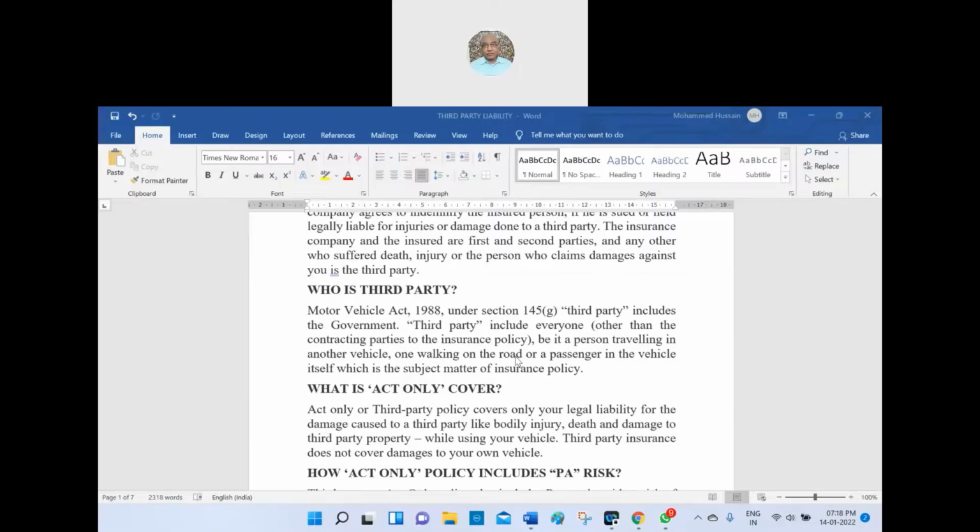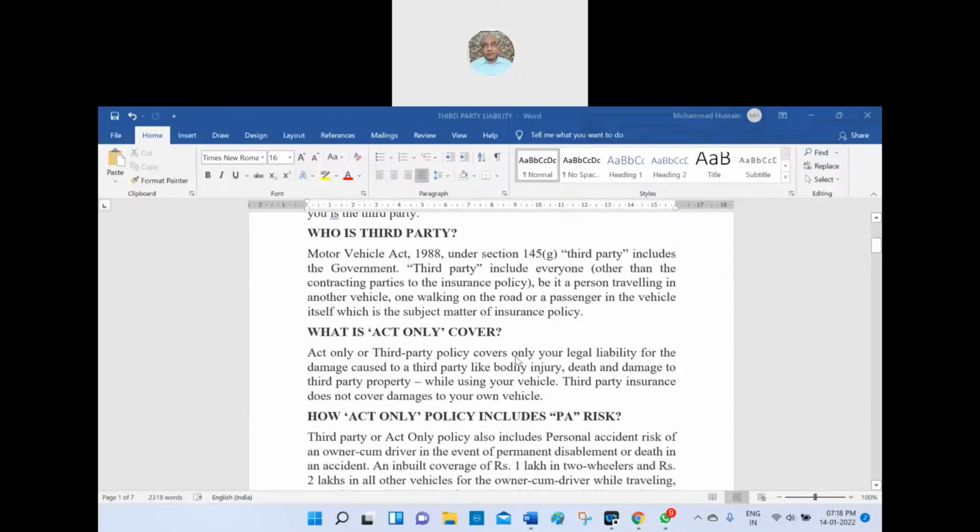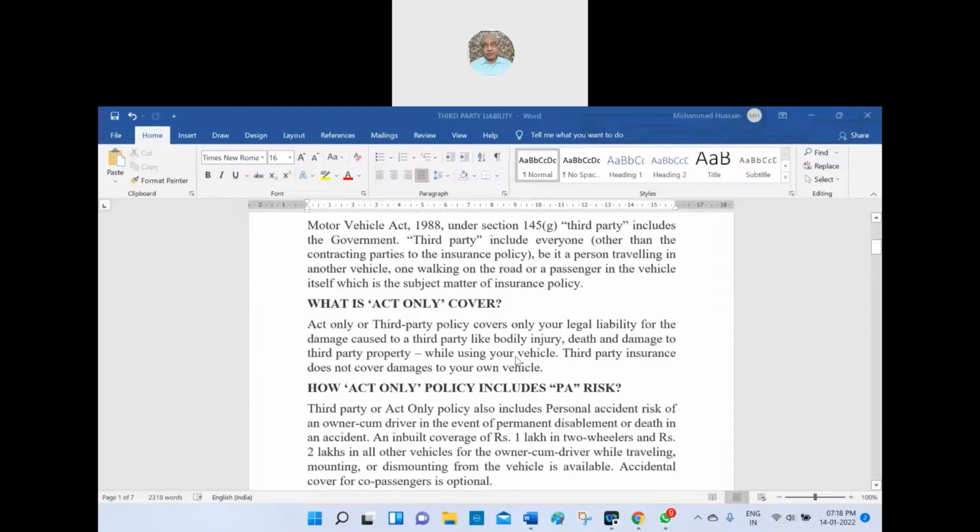So what does the Act cover? The Act-only or third party policy covers only your legal liability for damage caused to a third party, like bodily injury, death, and damage to third party property while using your vehicle. Third party insurance does not cover damage to your own vehicle. That means the insured vehicle is not covered under third party insurance. Is it clear?